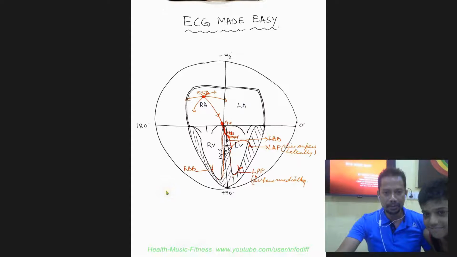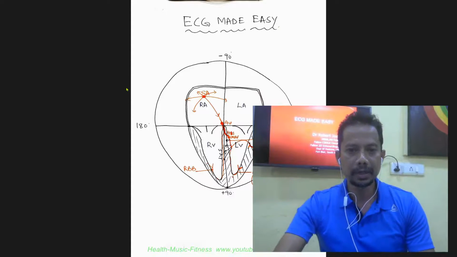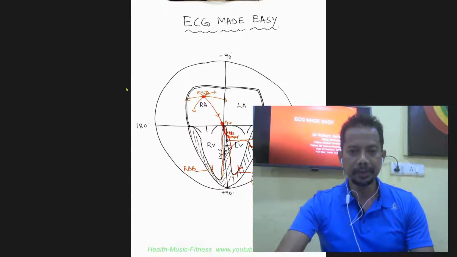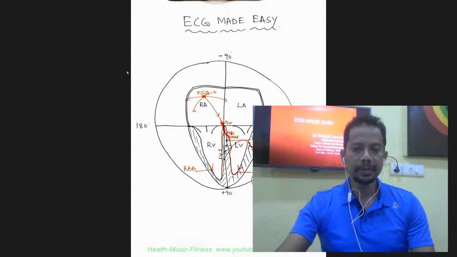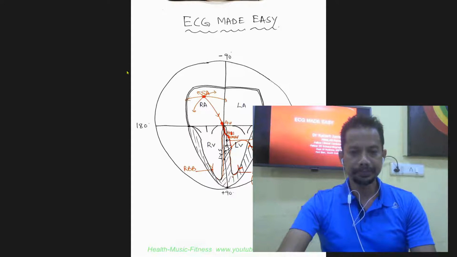In this episode, we'll be discussing the electrical conducting system of the heart. As you know, there are 4 chambers of the heart: the left atrium, the right atrium, the left ventricle and the right ventricle. Left atrium drains into the left ventricle, right atrium drains into the right ventricle.